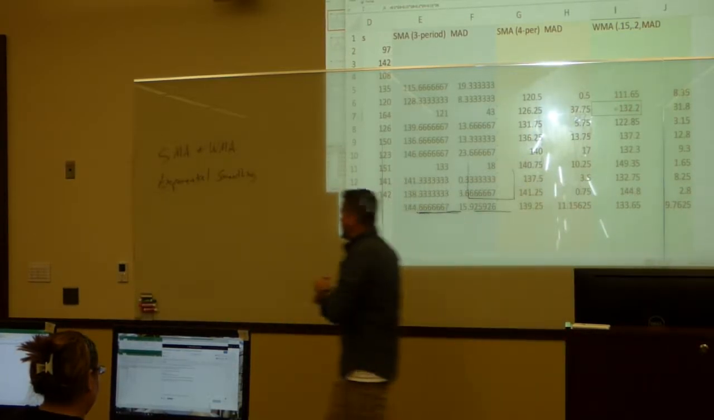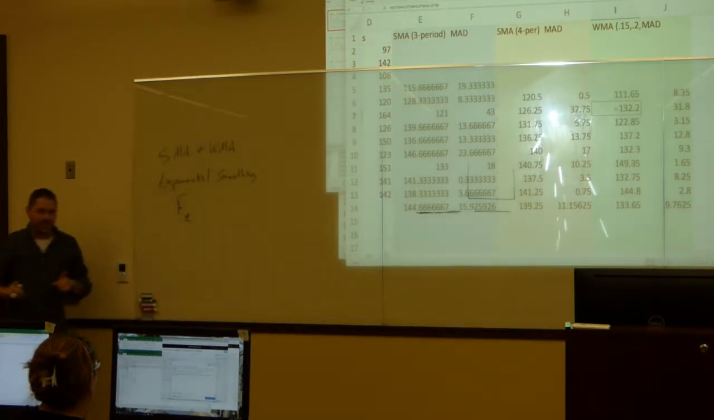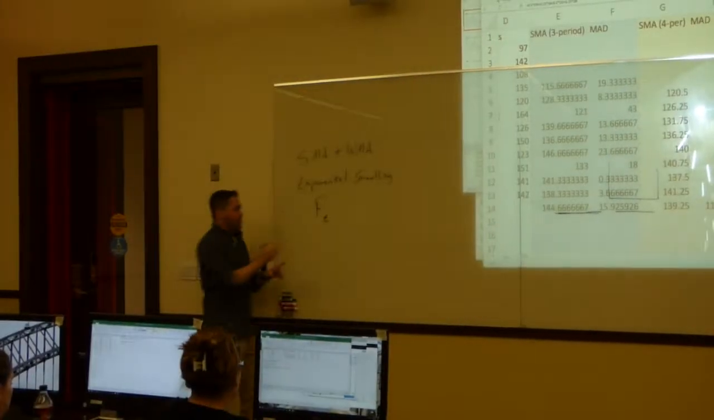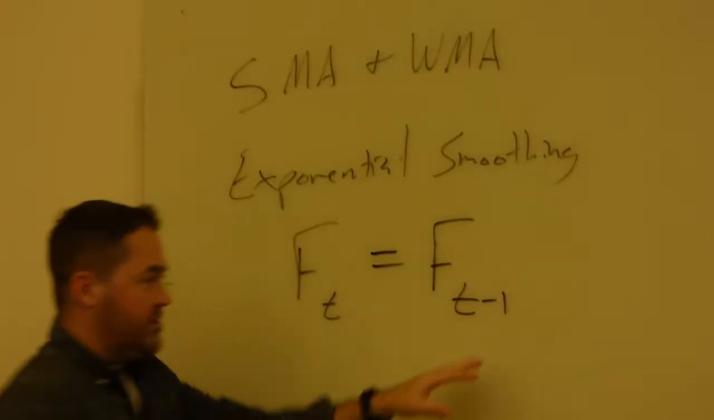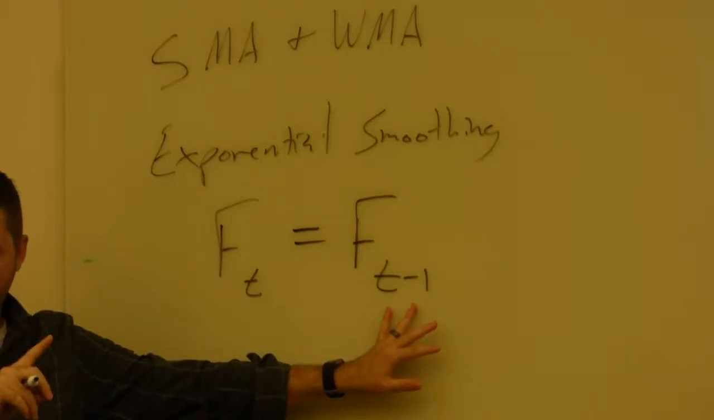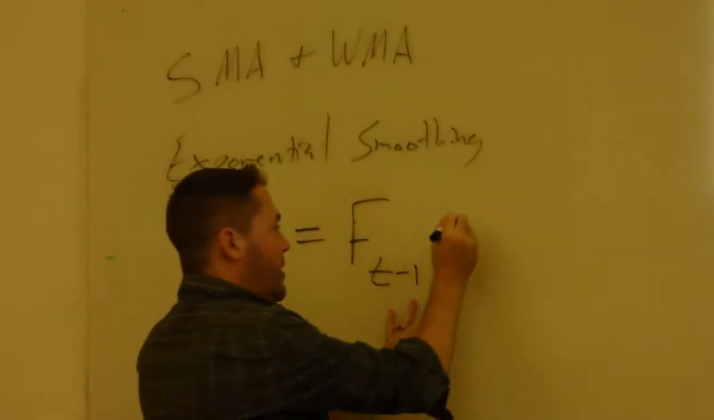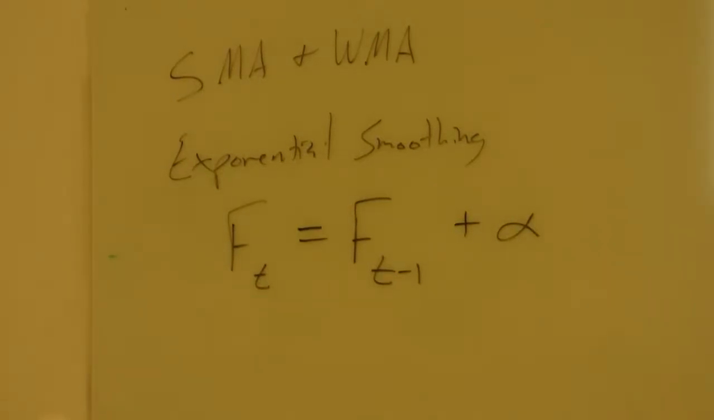So our forecast for some period t is going to be equal to the forecast of the previous period. So this is subscript. The forecast today is equal to my forecast before, plus alpha. Alright, so alpha, we're not quite done yet here. What alpha is going to stand for is how much do previous mistakes make us change our forecast.